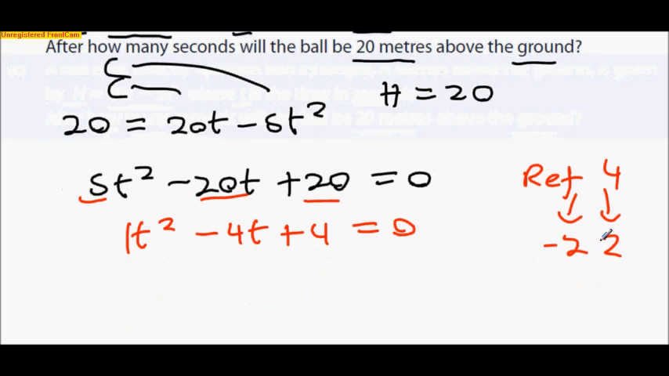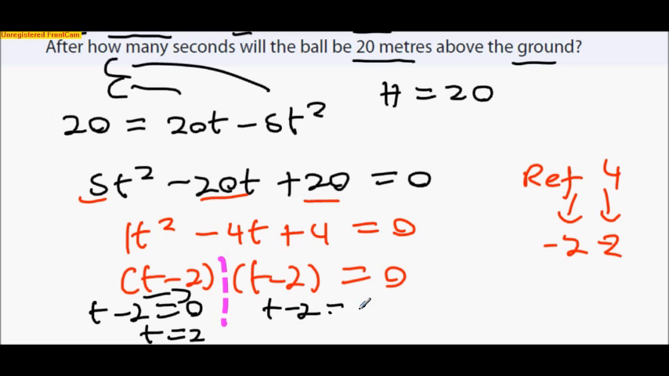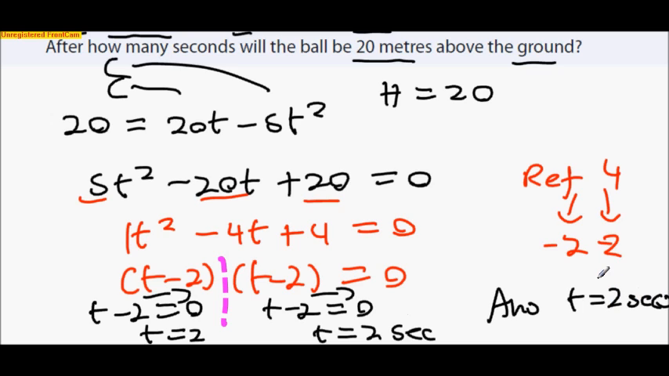So what we're going to get is t minus 2 equals 0, and then after that t minus 2 equals 0. Move over the 2. T equals 2 seconds. Same thing for this one. T equals 0. Move over the 2. T equals 2 seconds. So the answer is t equals 2 seconds. Okay, so that ends this video.